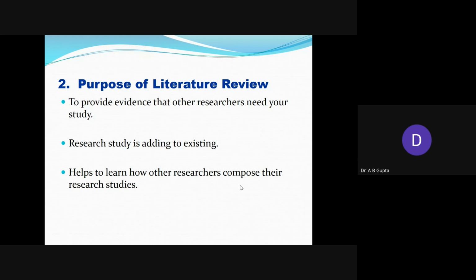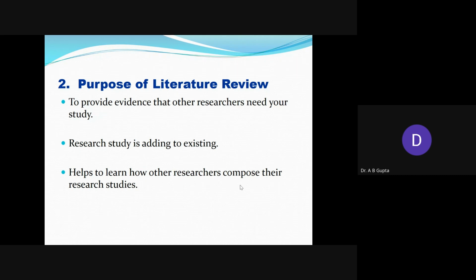You are also trying to prove that your research study is adding to the existing knowledge, existing research that has already been carried out. So something new will be added to existing knowledge related to that area. So that is the purpose of your literature review, and it will help you.